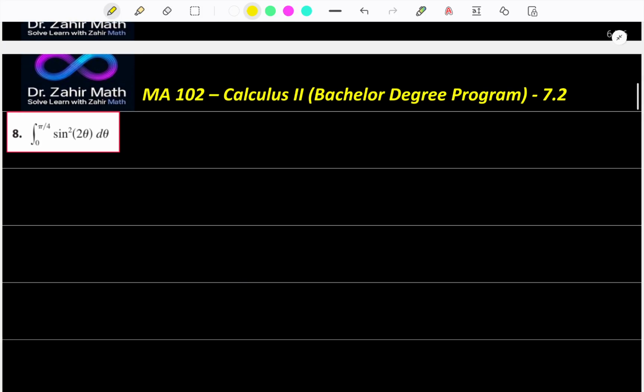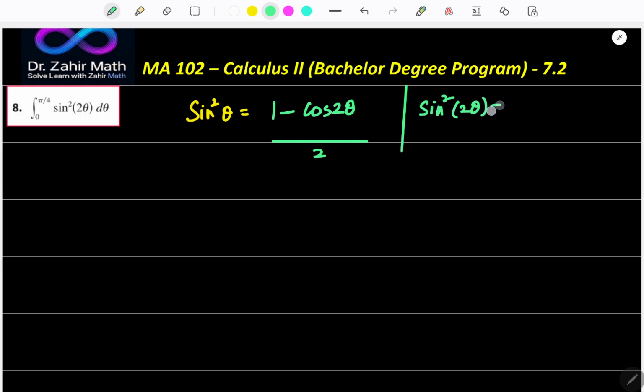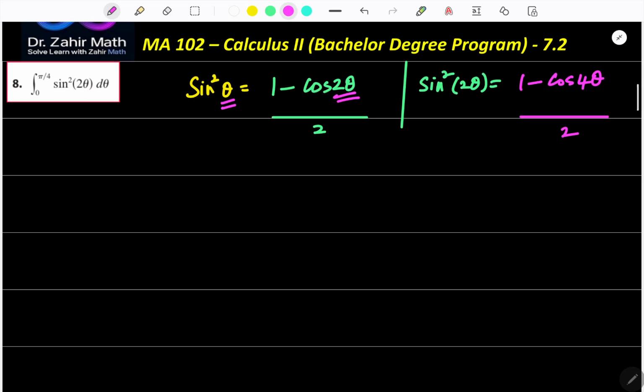Now let's go to the next question. Integral 0 to pi by 4 sine square 2 theta d theta. Now we are going to use the formula for sine square theta. What is sine square theta? 1 minus cosine 2 theta divided by 2. And for sine square 2 theta, which is equal to what? Angle theta becomes 2 theta, so 1 minus cosine 4 theta divided by 2. Clear? Right.